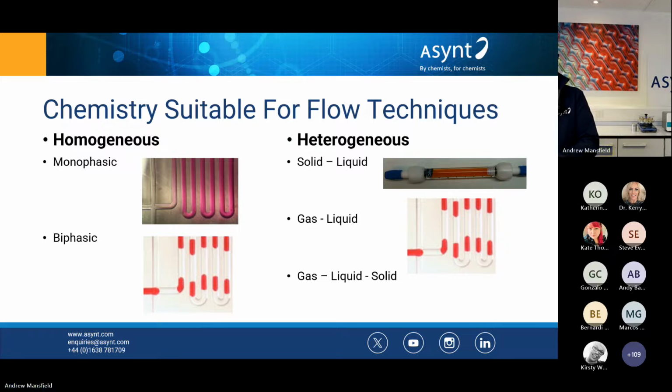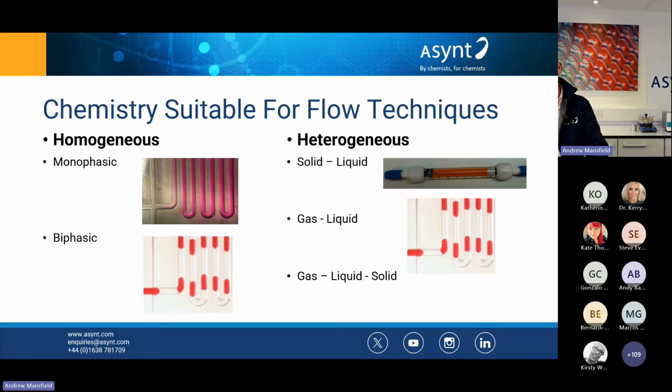So, as we're coming towards the end of the presented session here, I'm just going to highlight some of the chemistries that we can carry out under flow conditions. The ideal for flow chemistry is everything being in solution. It's easier to pump solutions than it is other materials. So we want our start materials in solution and we want our products in solution as well. That's the ideal, having a monophasic reaction condition.